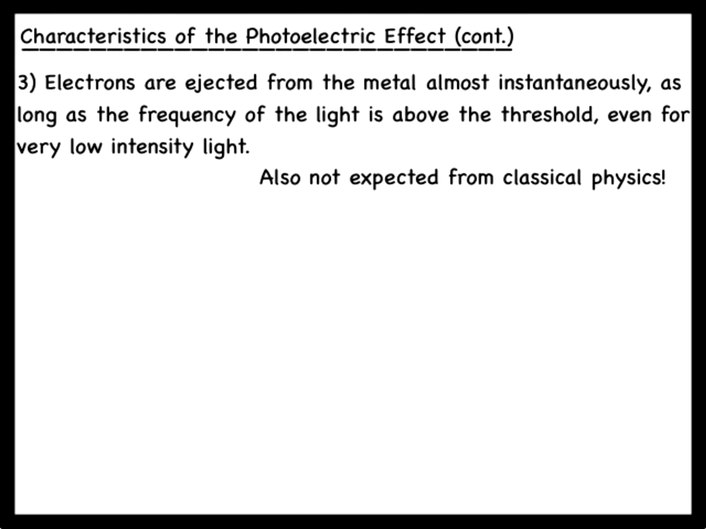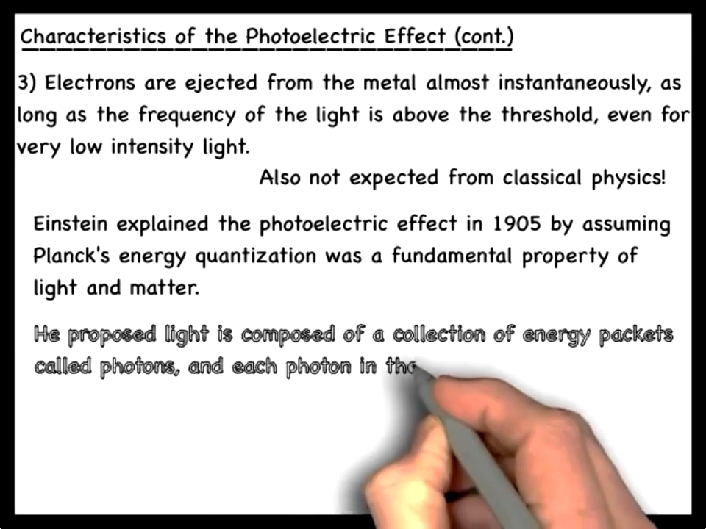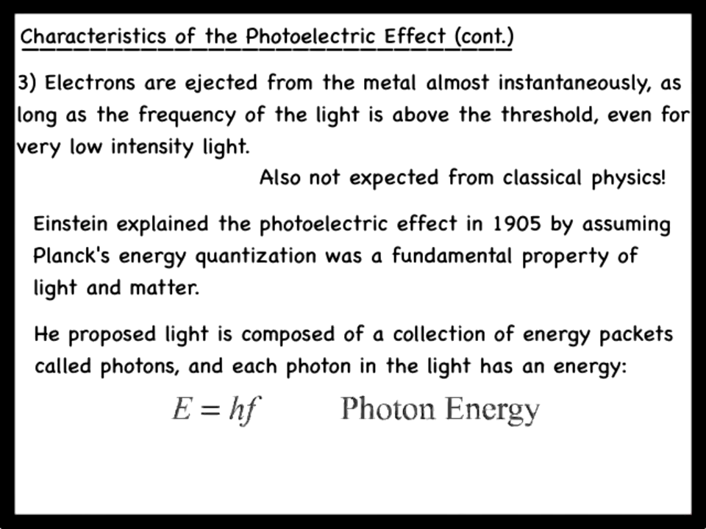In 1905, Einstein presented an explanation of the photoelectric effect that took advantage of Planck's work concerning blackbody radiation. He assumed the energy quantization was a fundamental property of light and matter. In his photoelectric theory, Einstein proposed that light of frequency f could be regarded as a collection of discrete packets of energy called photons, with each packet containing an amount of energy E given by E = hf, where h is Planck's constant.